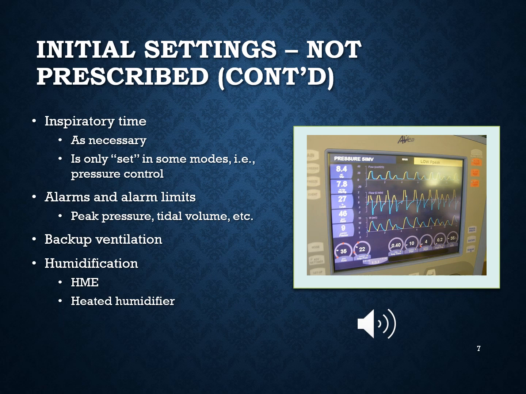Other settings that are not going to be prescribed for you include the alarms and the alarm limits. Now, those include your high and low peak pressure alarms, your high and low tidal volumes, high and low frequency, and so on and so forth. That includes your apnea alarm as well. Now, the backup ventilation is going to be set once you set up all your alarms. Once you have set up all your alarms, you will have set a backup mode of ventilation.